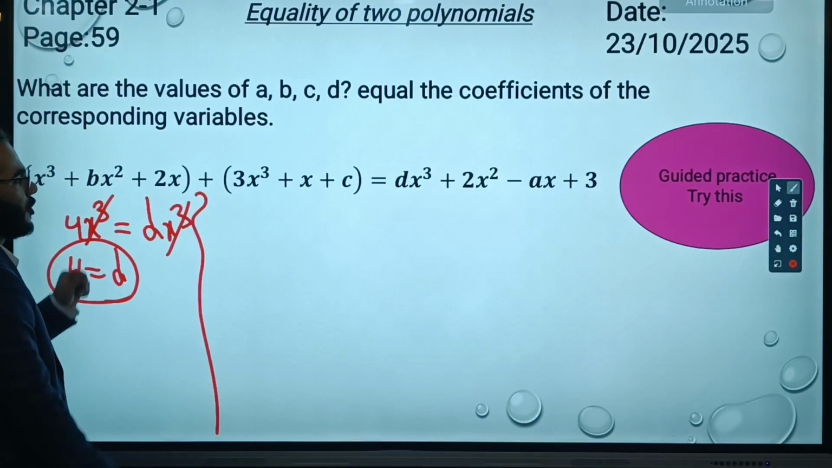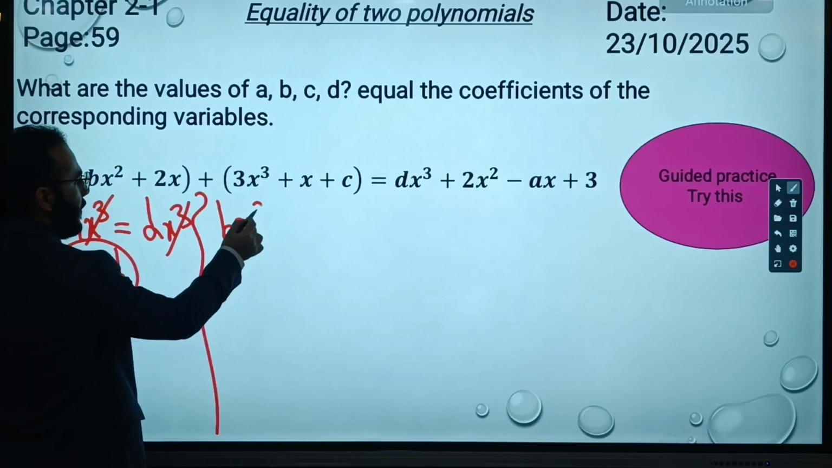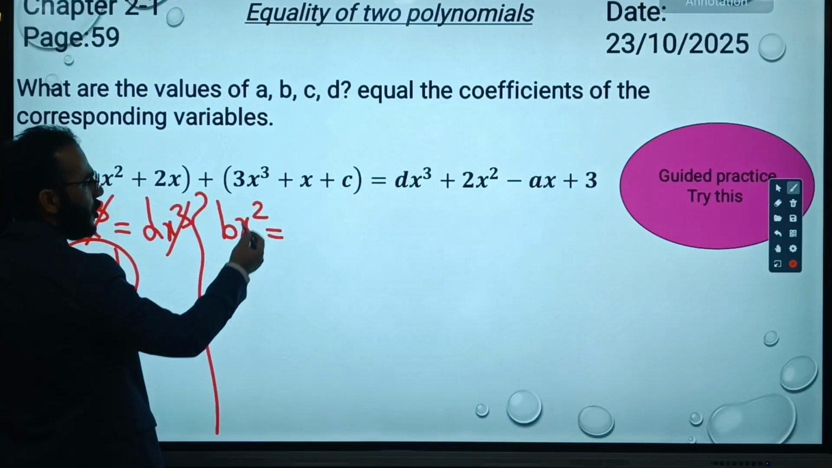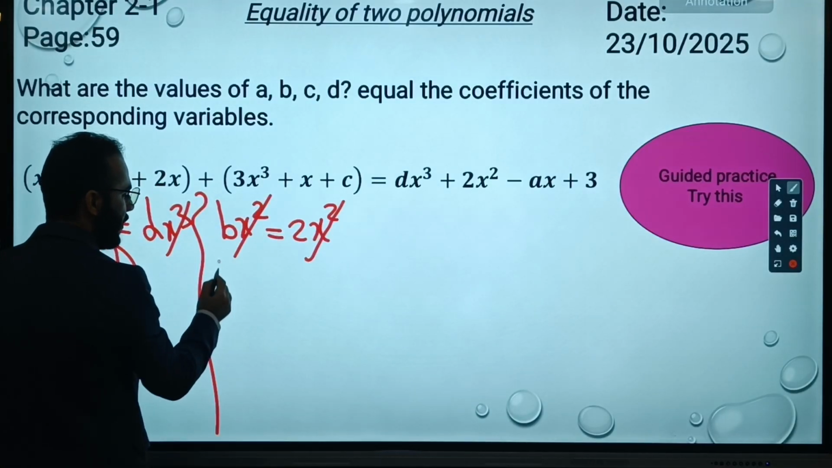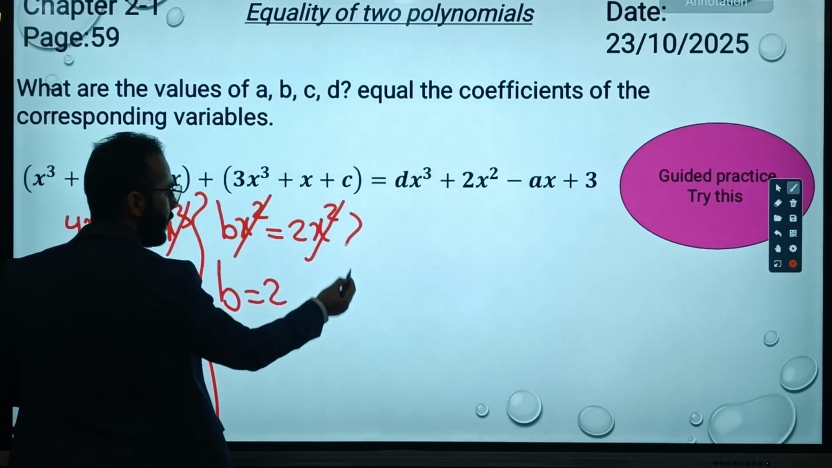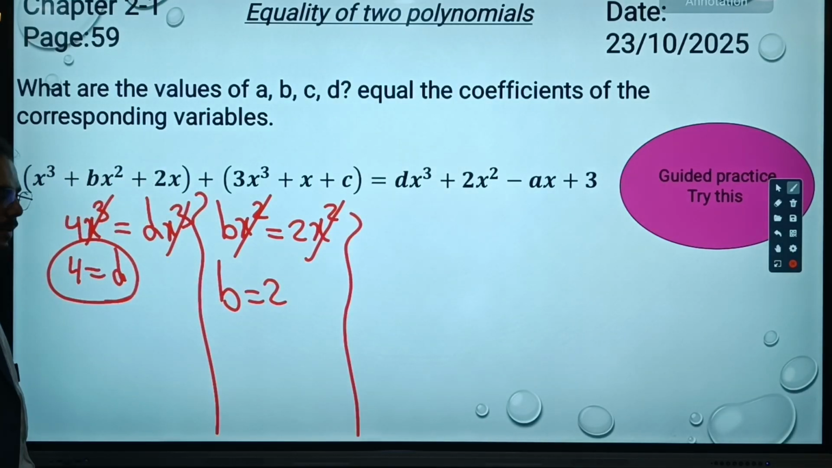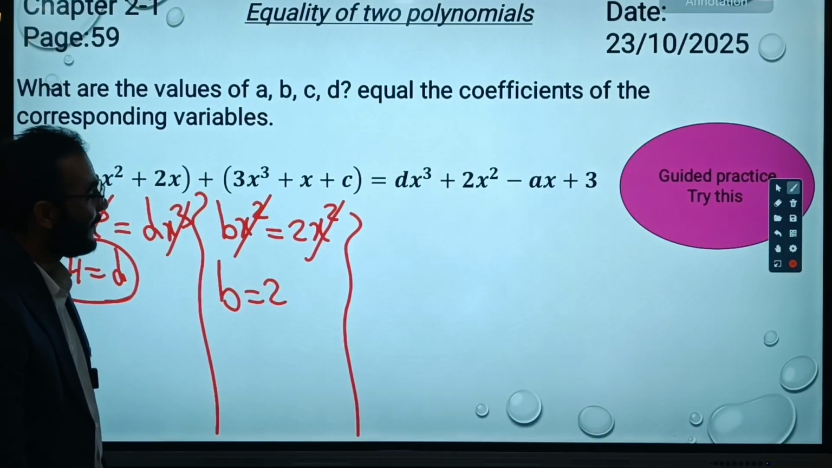How about the x squared? So we have got bx squared. Do we have any x squared here? No. And from the right side, we have got 2x squared. So x squares are going to kill each other and b equals 2. Right? Okay, of course it's right.